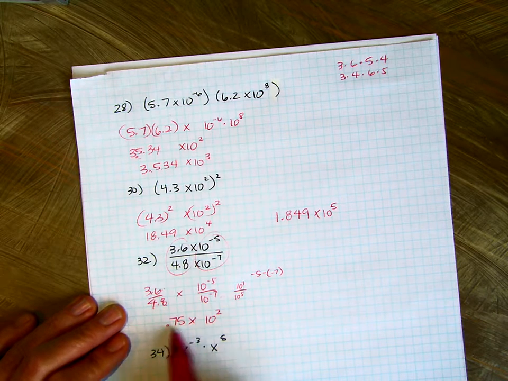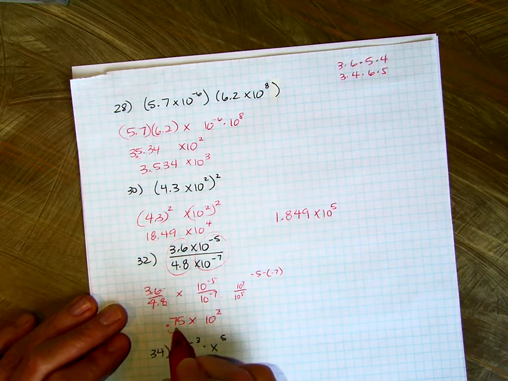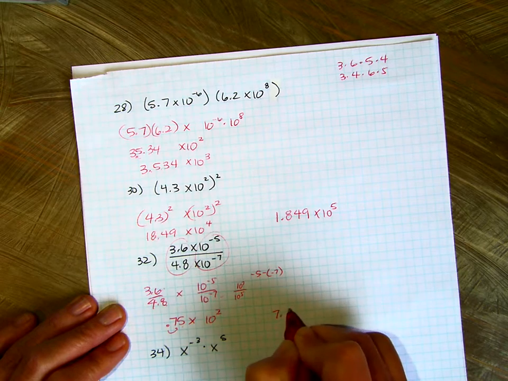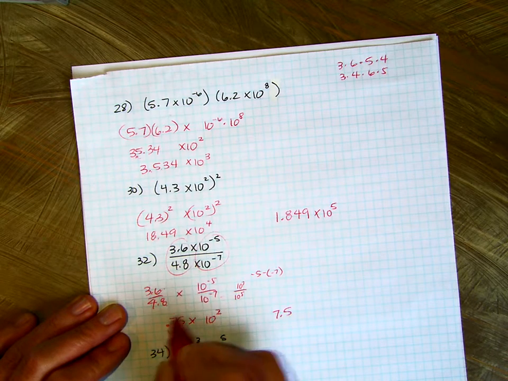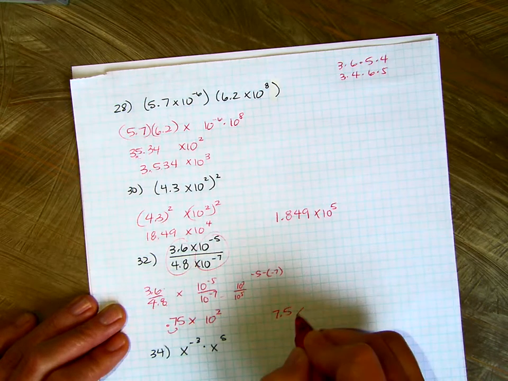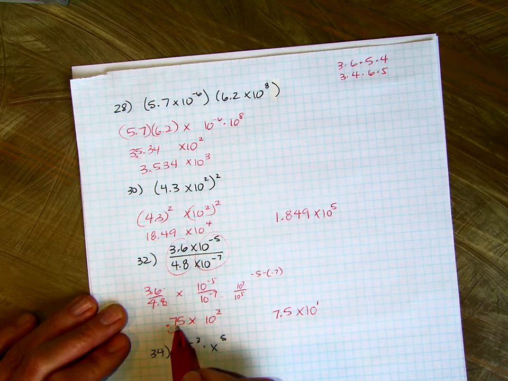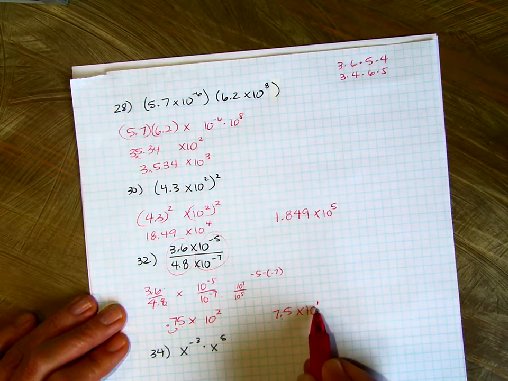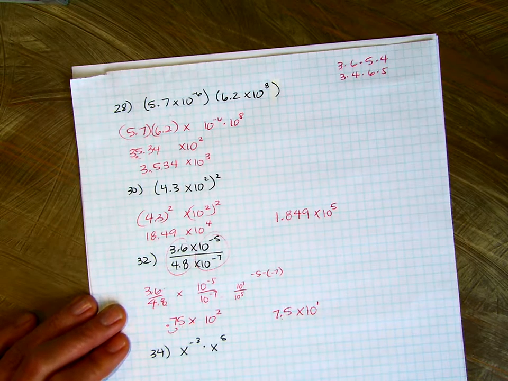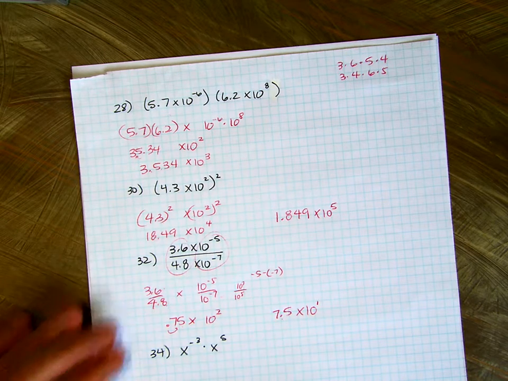Now again, I can't keep the 0.7. I got to move this guy 1 to the left. So I just made this number bigger. I got to make my 10s smaller by 1. Move my decimal point to the right 1. To compensate for that, I got to move my 10s places to the left 1.